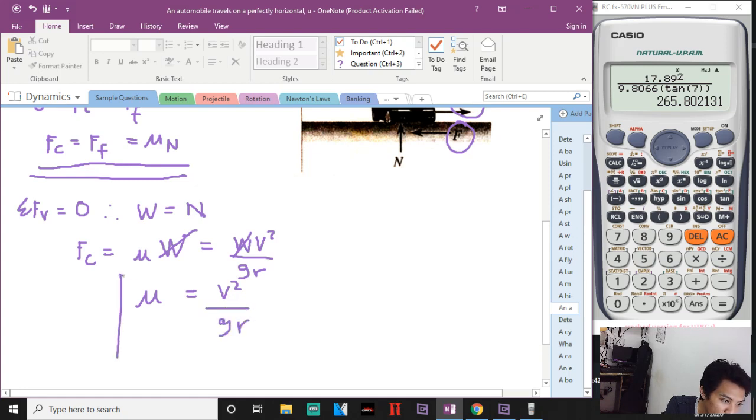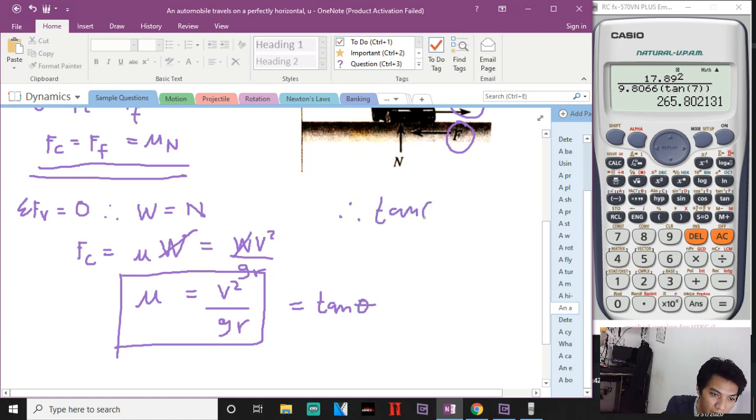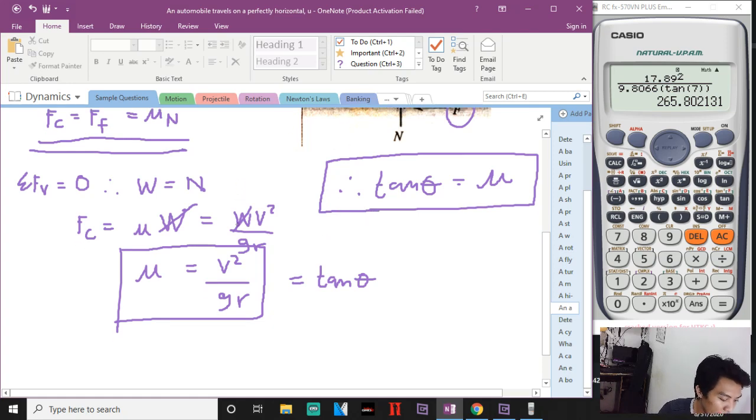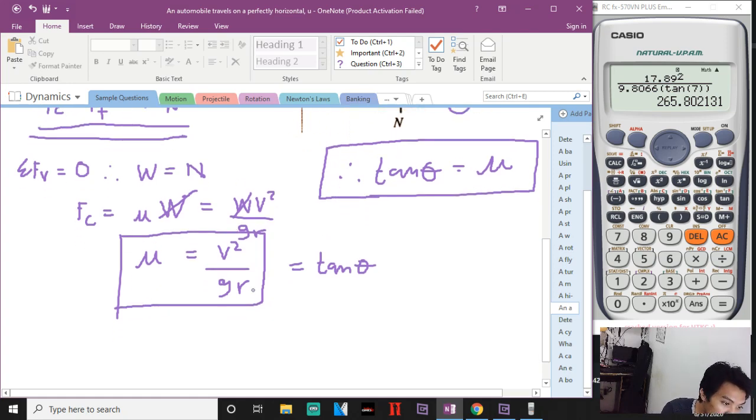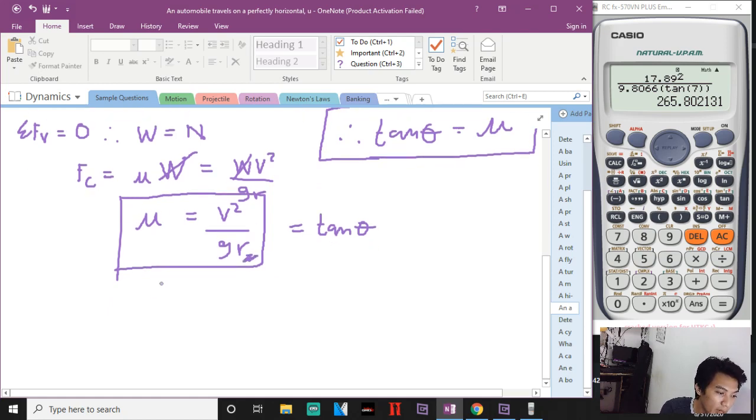So, we might say, yung coefficient of friction is equal to mu. Diba, ang ganito is equal to tangent theta. Therefore, tangent theta is equal to mu, or the coefficient of friction. May na-derive tayong bagong formula. Okay? Now, we will go with the determination ng R. Determine natin si R. Now, R will be equal to v squared over g mu.